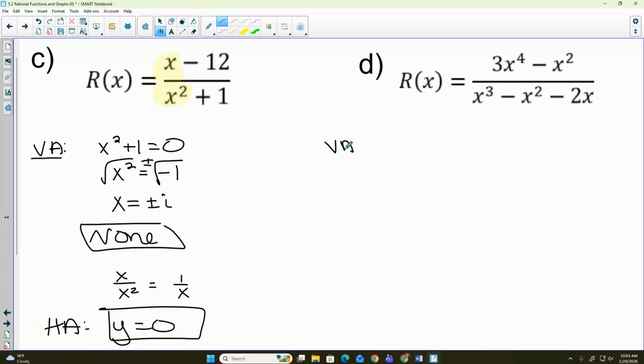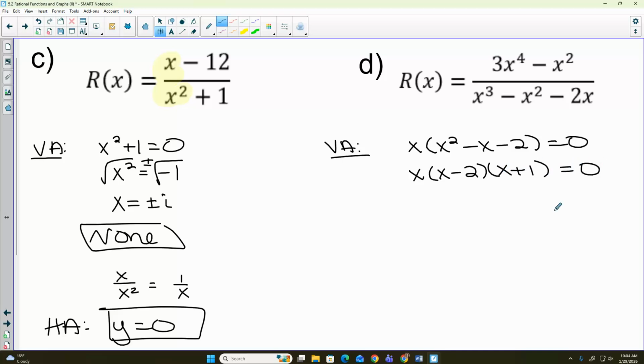How do we find the vertical? And take out an x. Factor in the x minus 2, x plus 1. So what do we get? So we have 3 vertical asymptotes on this.